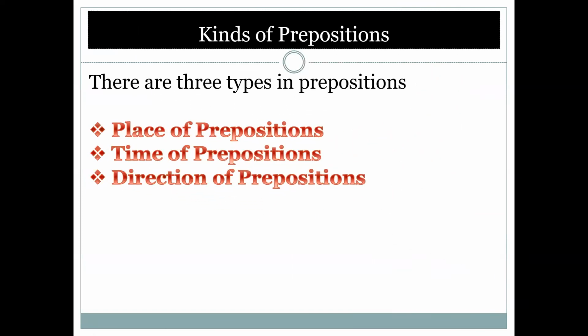Now, as for the types of preposition, three types are there. Preposition of place, preposition of time and preposition of direction, based on the function, what is the function that they are doing? These three things can be predicted by prepositions. They can tell you the place, the time, and the direction. Now let's see the examples.